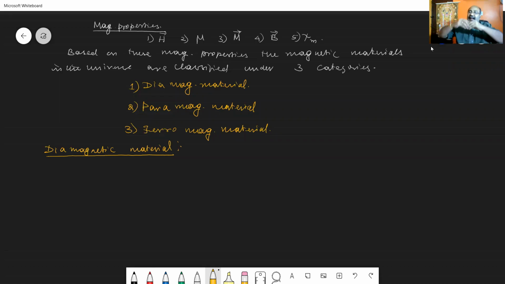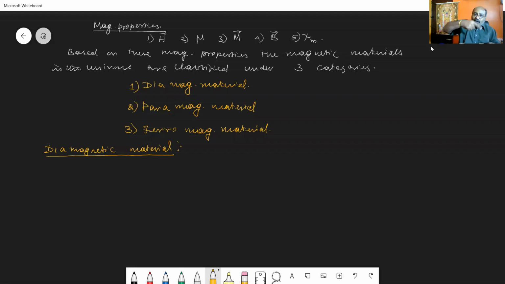See, any material in this universe is made up of atoms. We know that atoms are considered the building blocks of the different materials in this universe. Inside an atom, you have a nucleus at its center. Around the nucleus, electrons are orbiting. These are called orbiting electrons, producing an orbital motion.